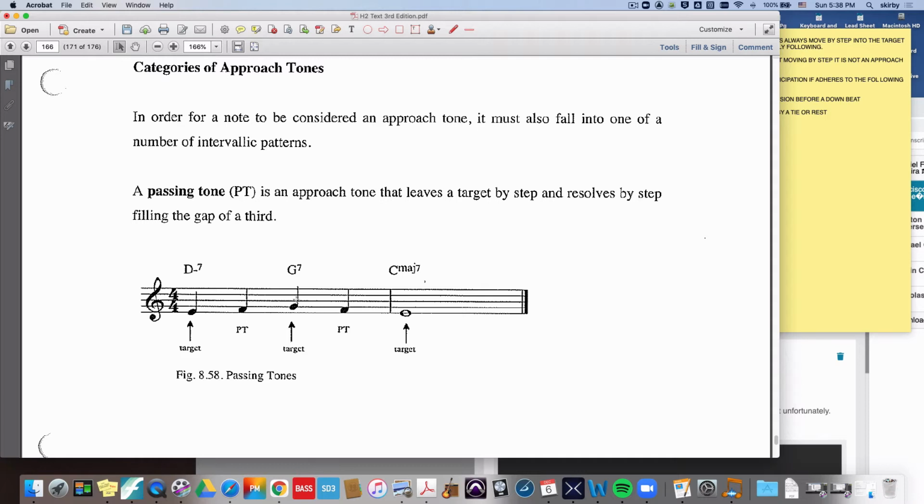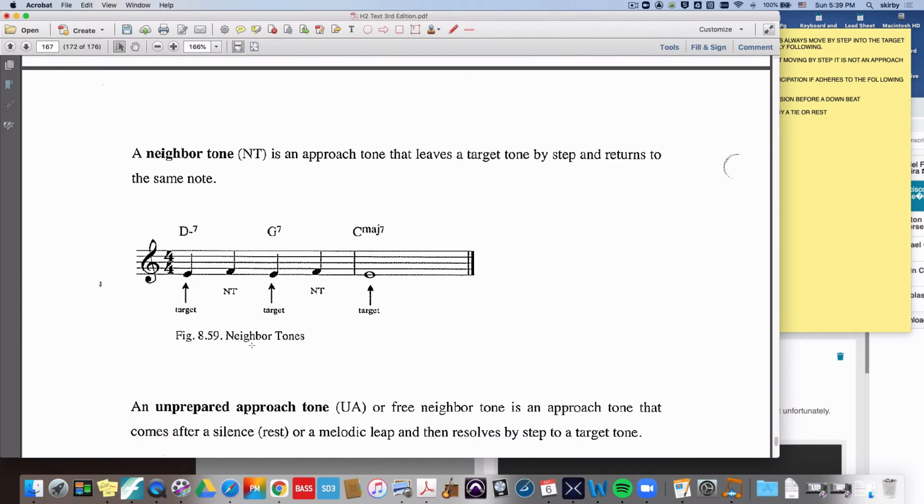It has to be moving by step into the target to be an approach note. So target, we're at the metrical level. So target, approach, target, approach. And what kind of approach? It's a passing tone because it's joining two notes a third apart by step. Anything other than that, it's not a passing tone. It's something else.